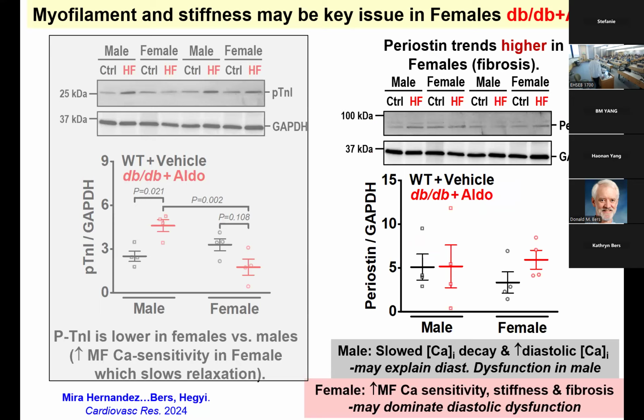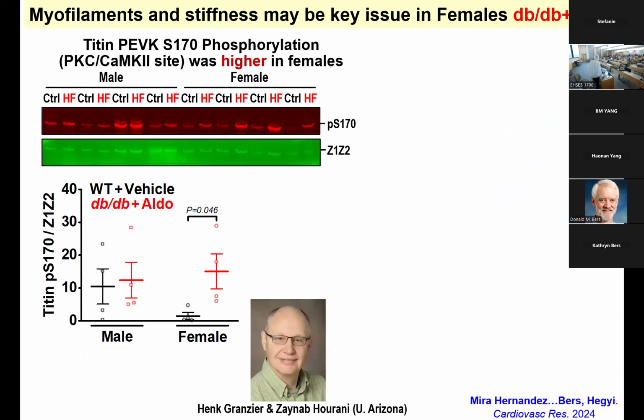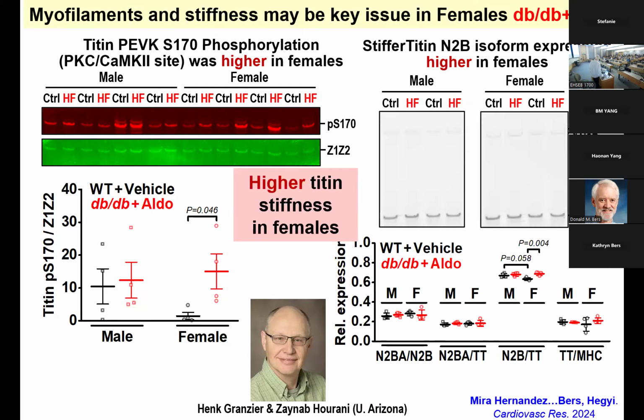So we also looked at fibrosis and periostin as a readout, and that was a little more pronounced in the females than the males. And then we also got Pancratier to help us with analyzing Titin. And what he found was this phosphorylation site, which is both a PKC and CaM kinase phosphorylation site. It was up in the females, but not in males. So that would make the Titin stiffer. In addition, there was a slight but significant trend for an increase in the level of the stiffer isoform of Titin, this N2B.